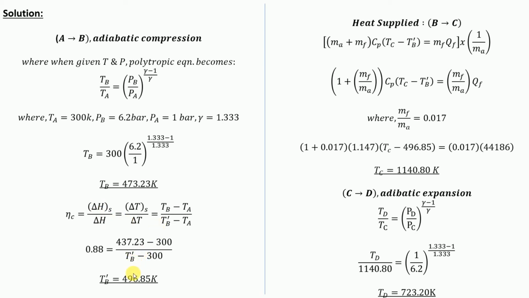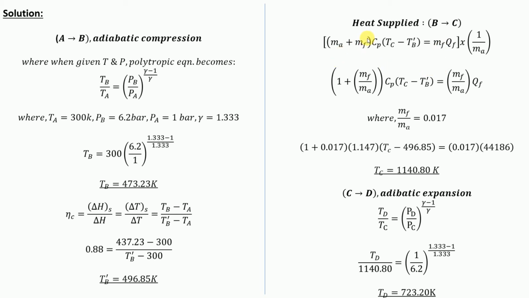So substituting the values, we get the value for TB prime to be 496.85 Kelvin. Next, to get TC, we use the process B to C, in which it is the heat supplied in the cyclic process. So we use the general form MCP is equal to the heat supplied, which is MFQF.